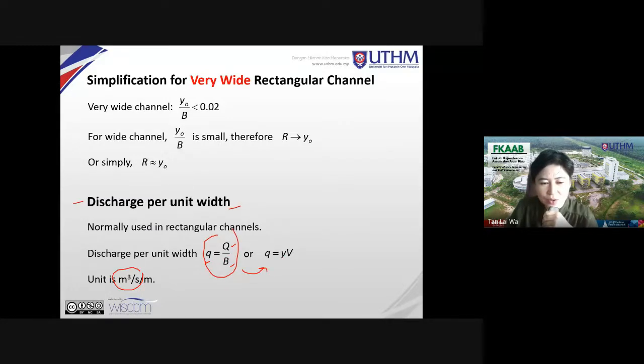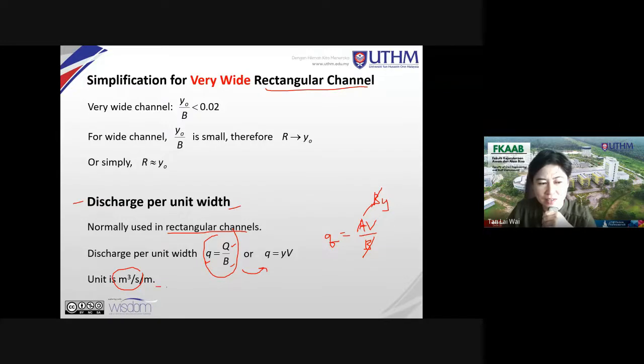You can rewrite this formula in terms of q equals YV. How do you do that? You know that Q is A V, divided by B. For a rectangular channel, A is BY, so what you'll have here is YV. Therefore, q equals YV. Remember, this simplification and the discharge over unit width only apply for rectangular channels.